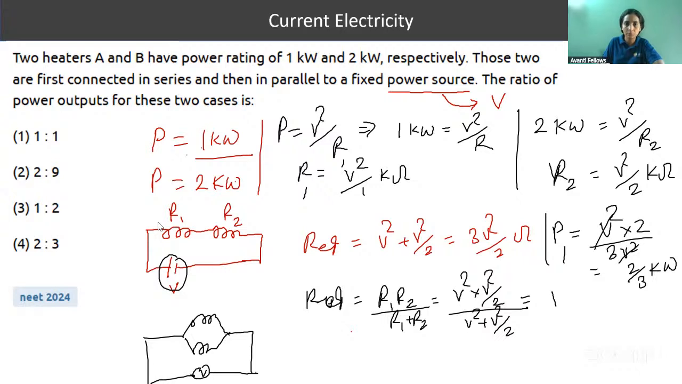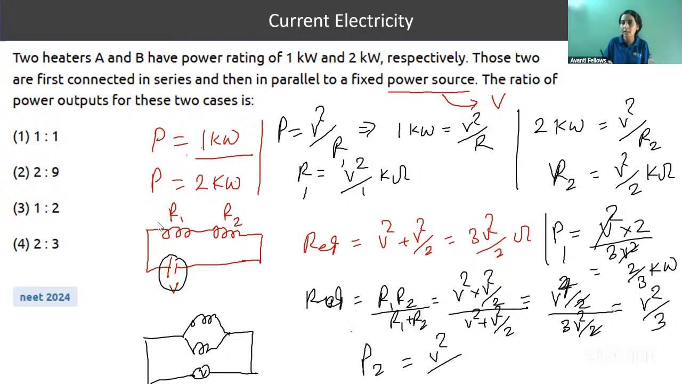so this will give you V². One V² will cancel, or rather let me write it here, V⁴/2 divided by 3V²/2. So the 2 will cancel, one V² will cancel with V², so V²/3. So what will be the power? Power will be the power source squared, that is V squared, divided by R equivalent, that is V²/3. So this is equal to 3 kilowatt. So in the first case it is 2/3 kilowatt, in the second case 3 kilowatt. Take the ratio, you will be getting 2:9. So correct option is B.